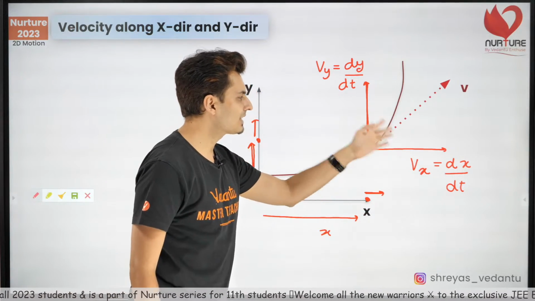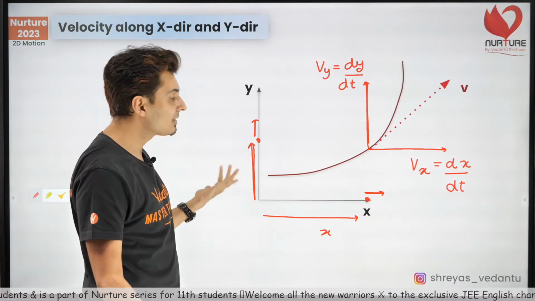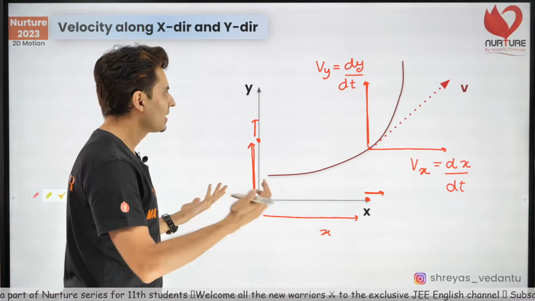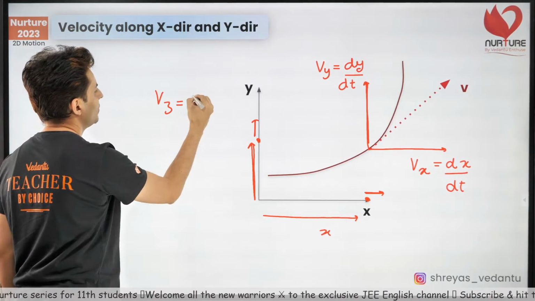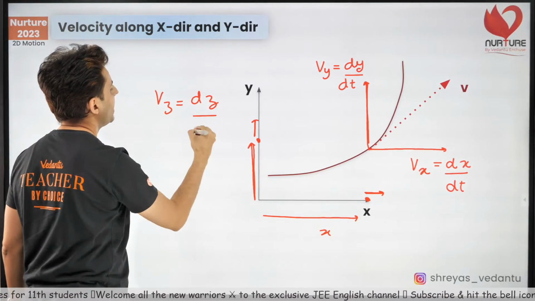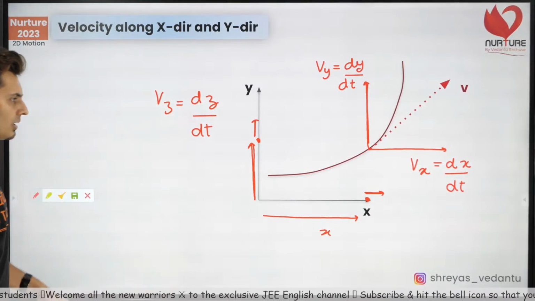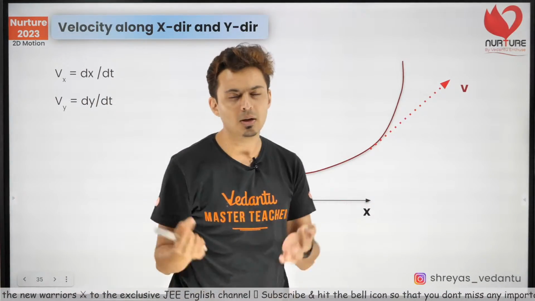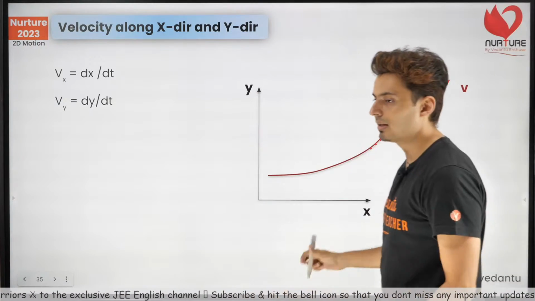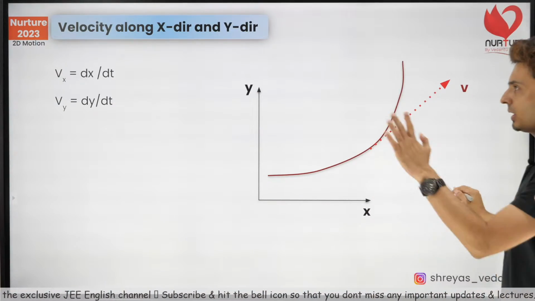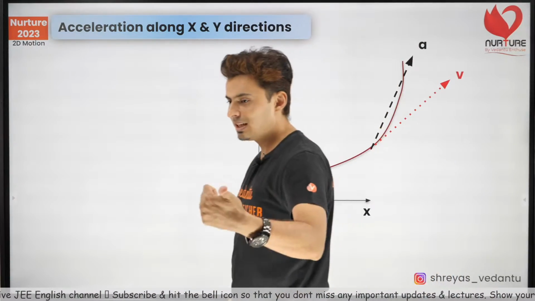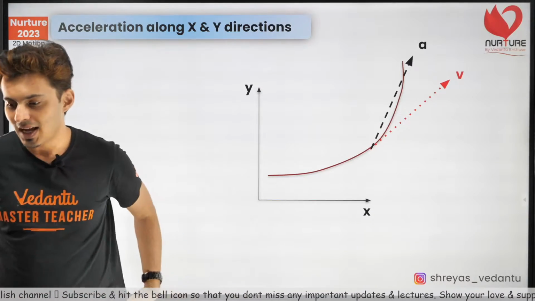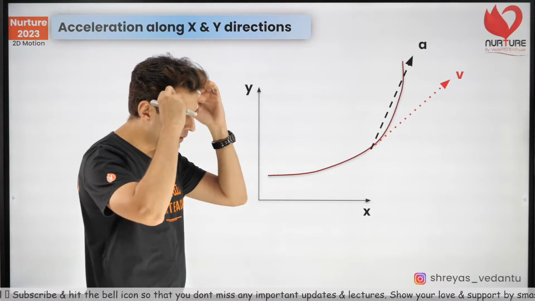So this is Vx i cap and this is Vy j cap. That's it. As simple as that. So similarly, if somebody had z, you would write dz by dt. That's how it works. So rate of change of that particular coordinate will give you the instantaneous velocity in that direction. As simple as that. Next up, similarly, you might think about acceleration.